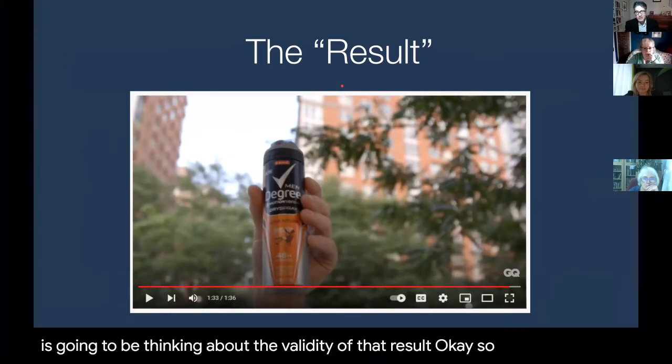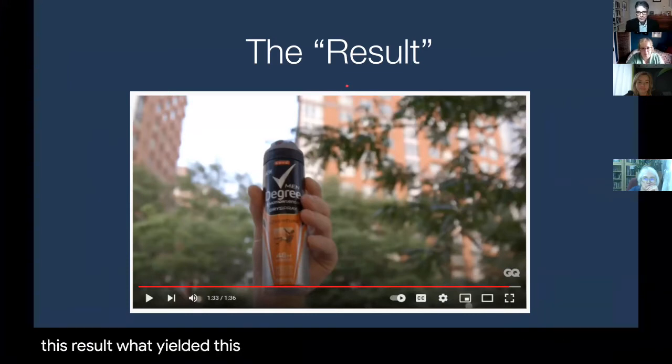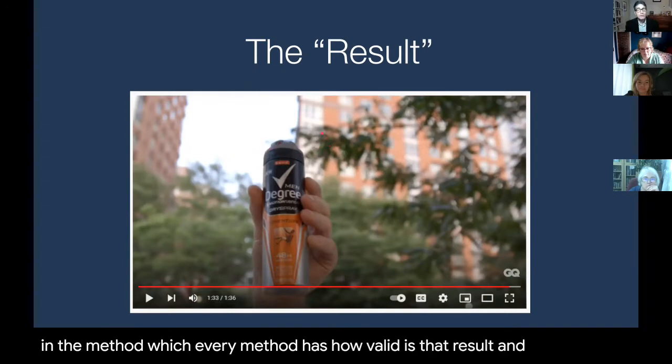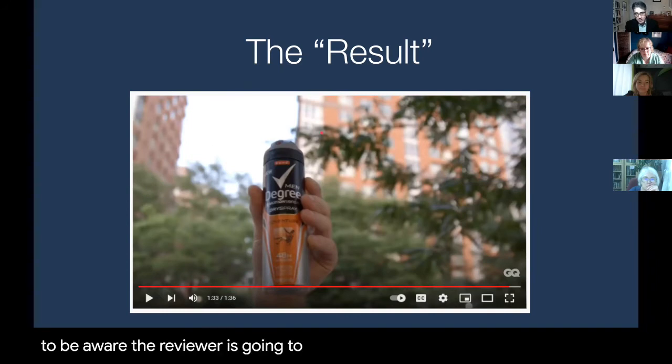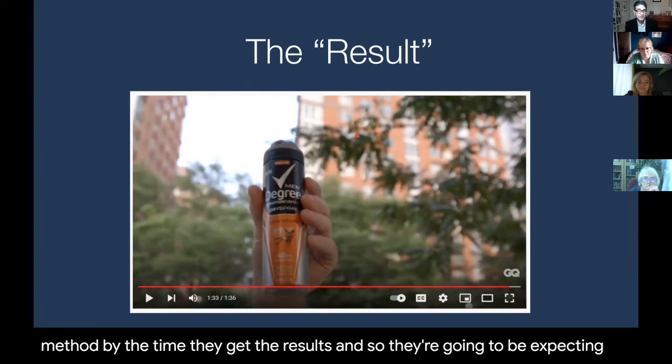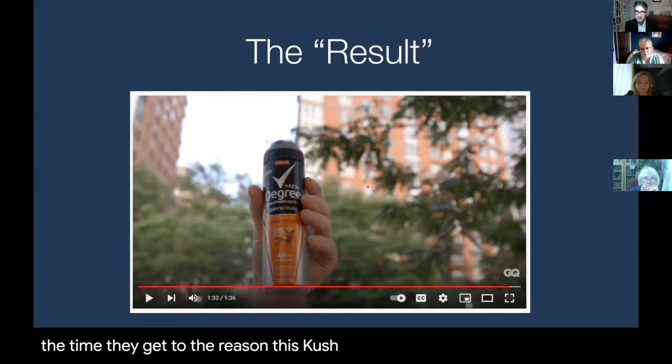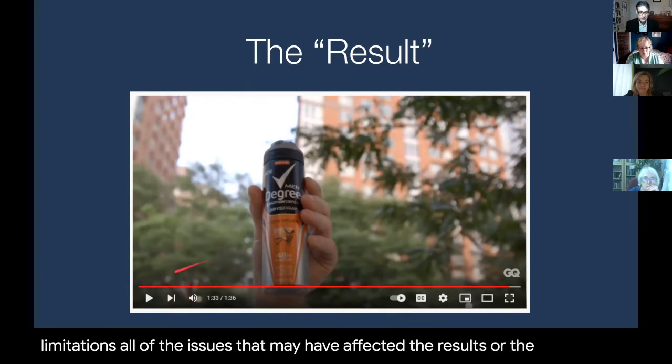Okay, so what begat this result? What yielded this result? And if they see problems in the method, which every method has, how valid is that result? The reviewer is going to already be aware of the issues with the method by the time they get to the results. And so they're going to be expecting, by the time they get to the discussion section, that the person talks about those limitations, all of the issues that may have affected the results or the findings.